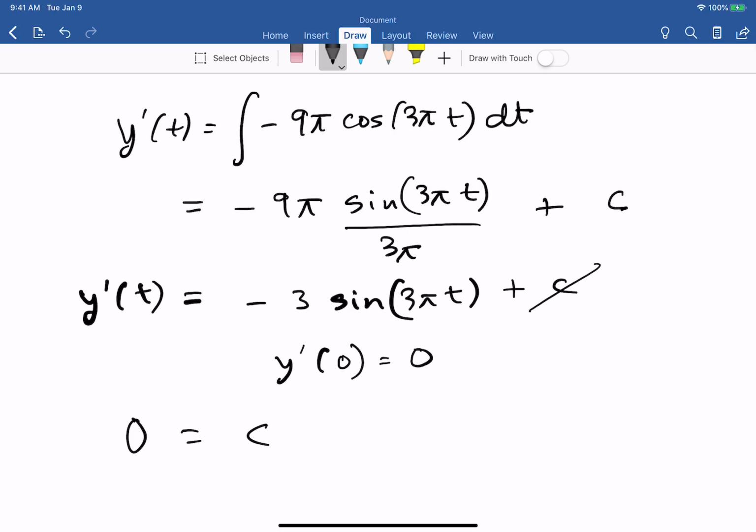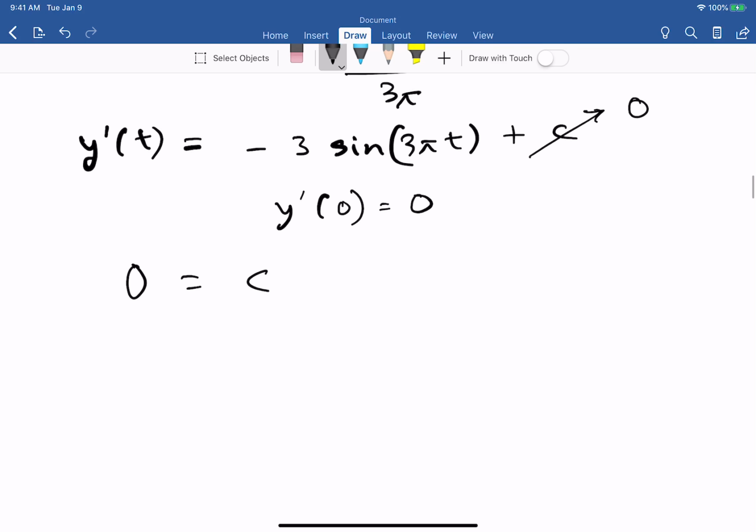happens to be 0. Sometimes students think that these additional constants are always 0 and we don't need to worry about them ever, but they are not necessarily always 0. You have to figure out what the value of the constant is by plugging in the given information. So we found y prime of t, the first derivative of the function y, is minus 3 sine 3 pi t. Okay, now let's integrate this one more time to get y.